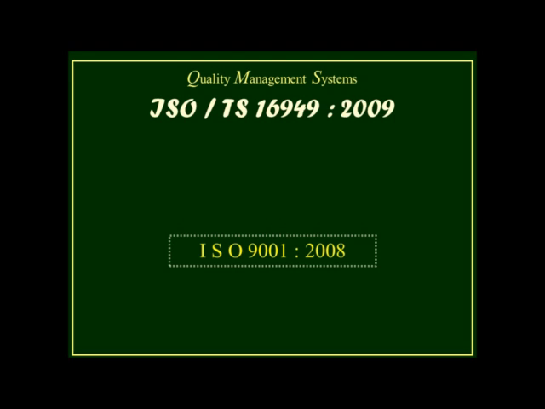A brief introduction to quality management systems, QMS.